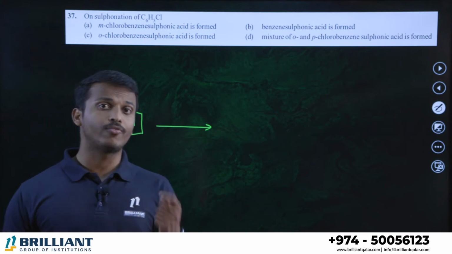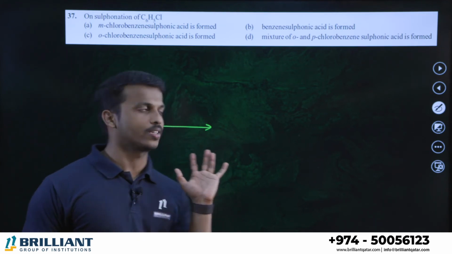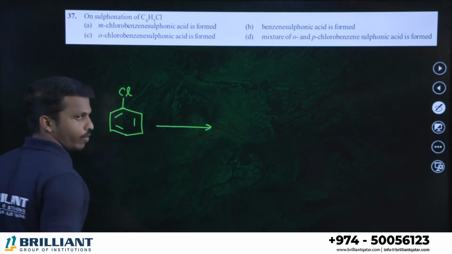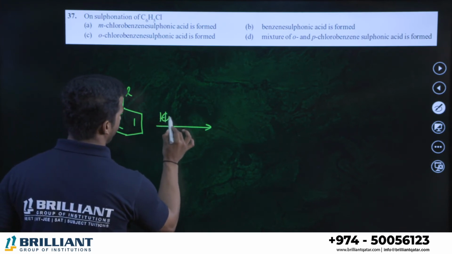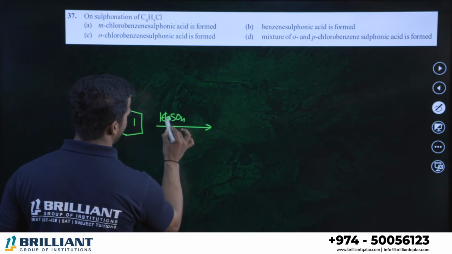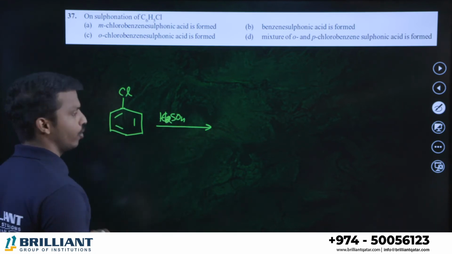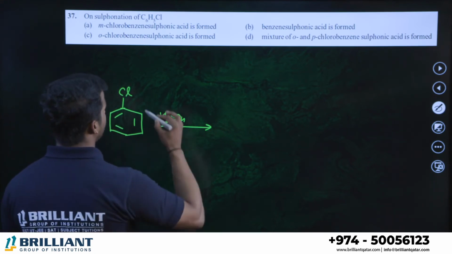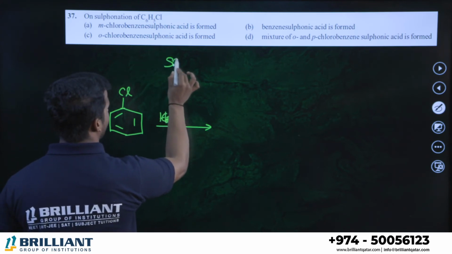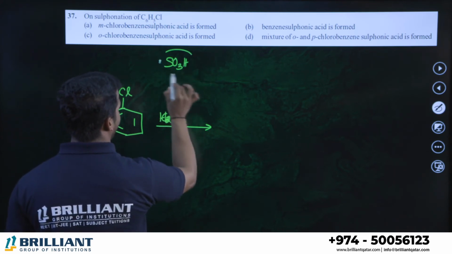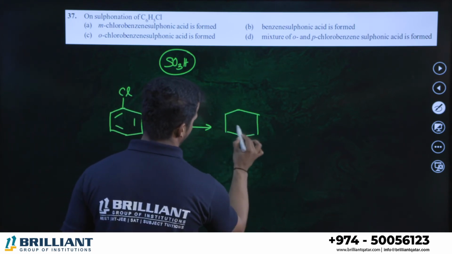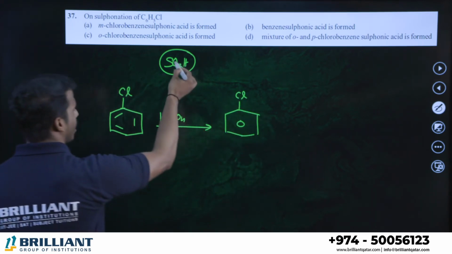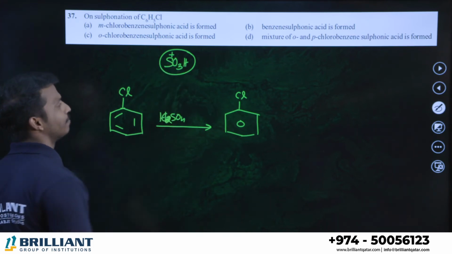If you want to do sulfonation, is just concentrated sulfuric acid enough, or are we treating with which one? Oleum, right? So I'm taking fuming H2SO4, or a fuming sulfuric acid, oleum. Sulfonation means addition of which group? The SO3H group as an electrophile. Where we can add, that is a question. To which position can this electrophile attack?